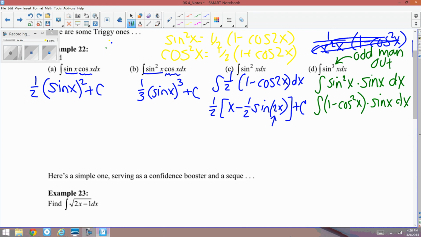Alright, now if I multiply this out, I get sine of x minus cosine squared x times sine of x.